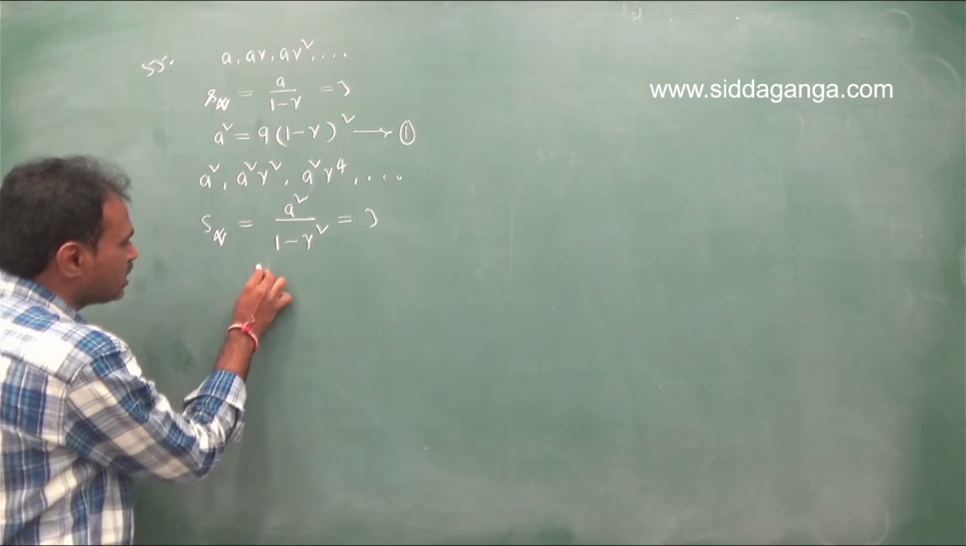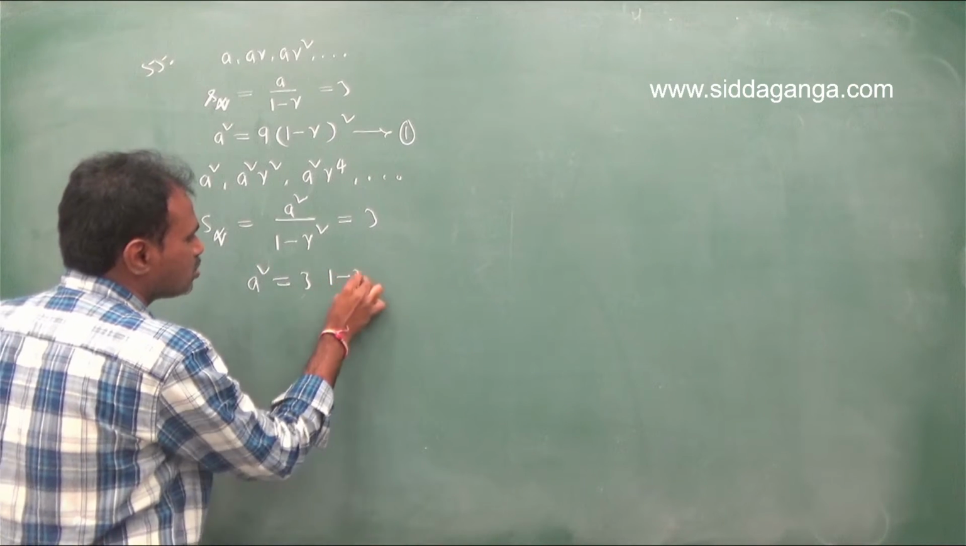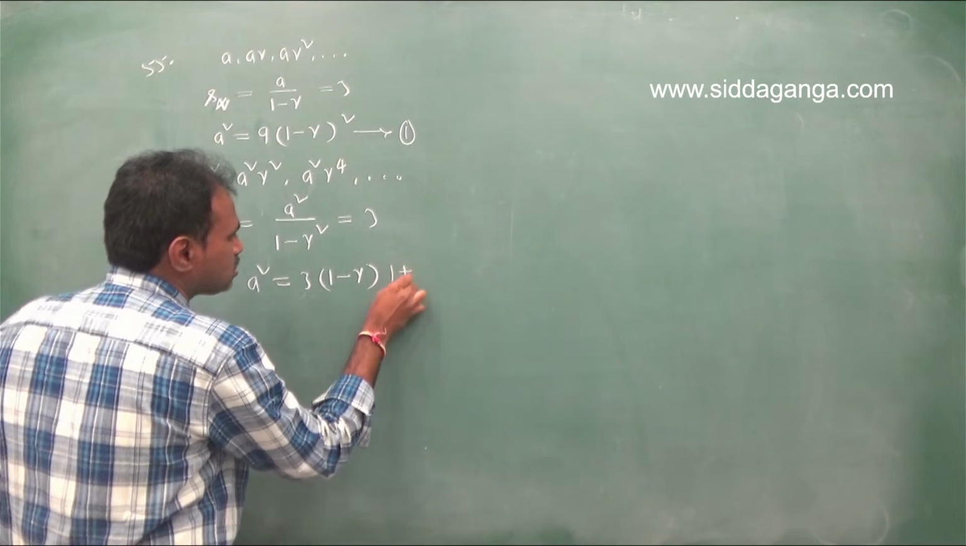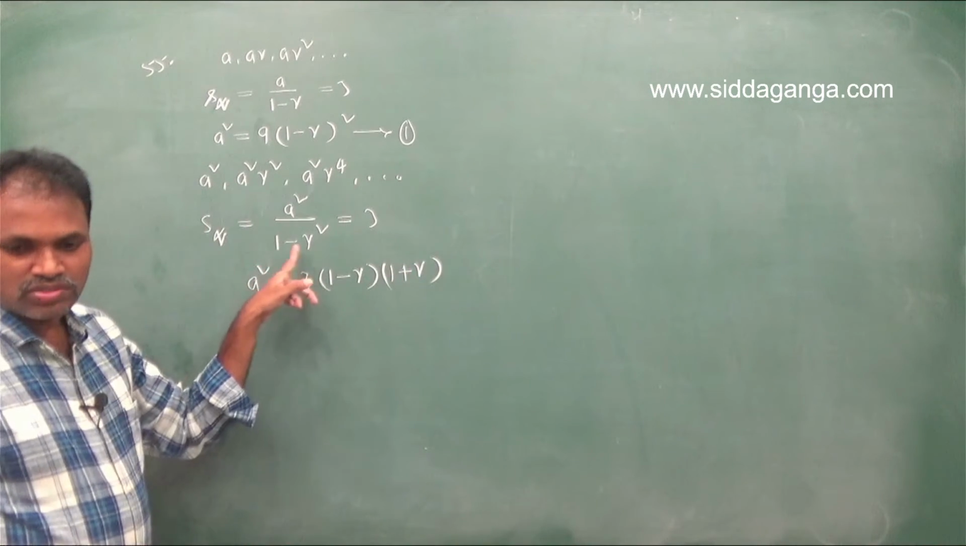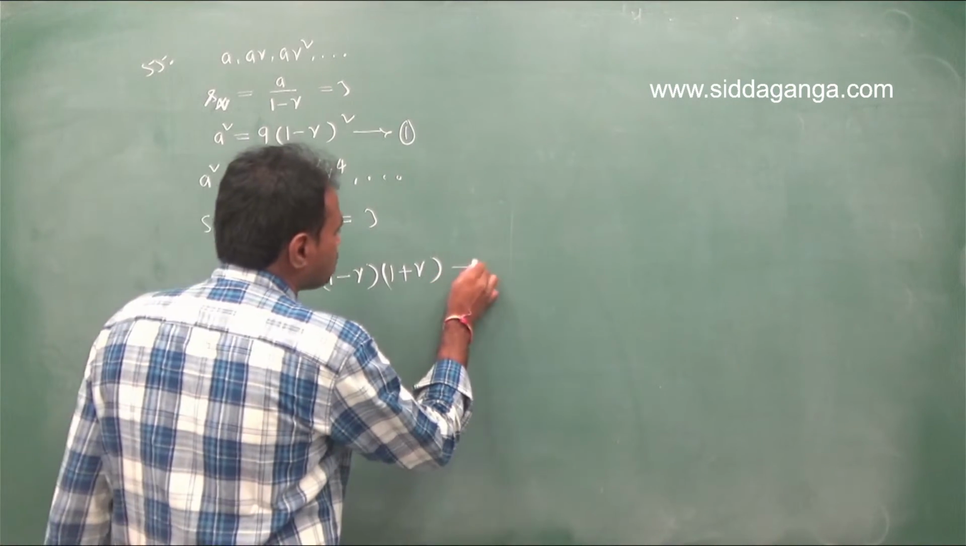From this equation, A square equal to 3 into 1 minus R square. You can write 1 minus R square as 1 minus R into 1 plus R, since A square minus B square is A minus B into A plus B. Therefore, it is equation number 2.